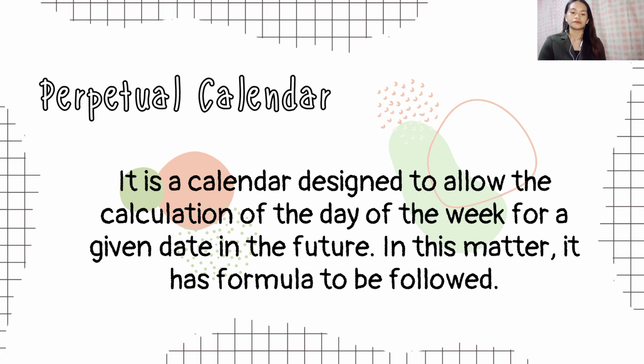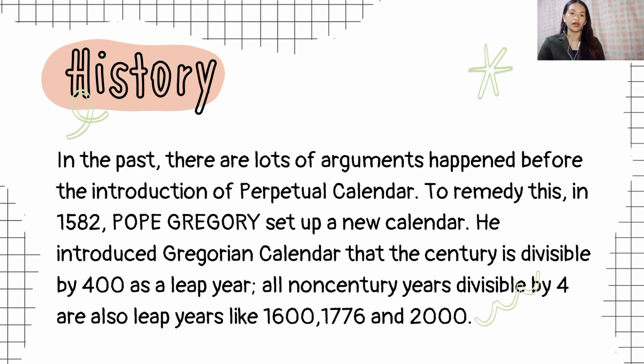So, what is perpetual calendar? It says here that it is a calendar to allow the calculation of the day of the week for a given date in the future. So we will use the formula to determine that matter. Before we proceed to that calculation, let's have a glimpse from the history we have here.